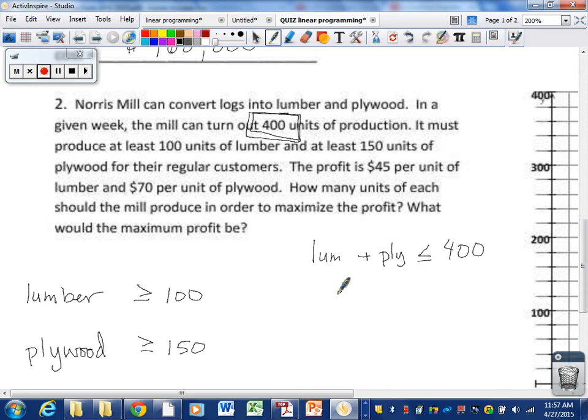And then we have, of course, a profit function that we want to maximize: $45 for every unit of lumber and $70 for every unit of plywood. So for these ones with constraints, you want to put 150 here and then the total.